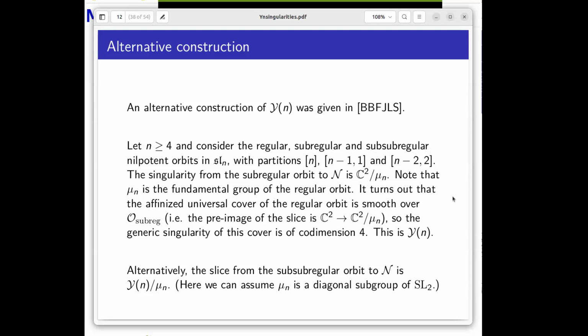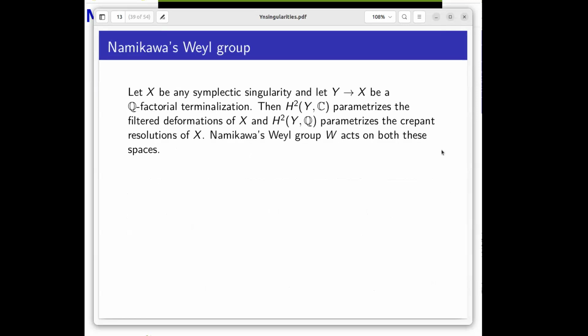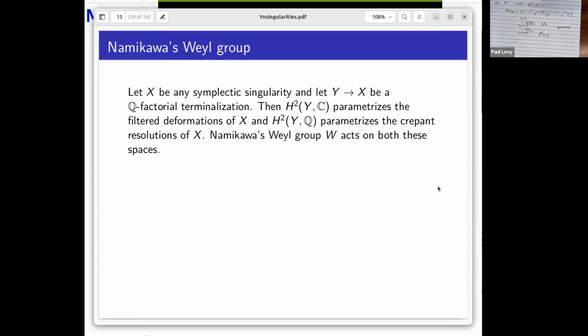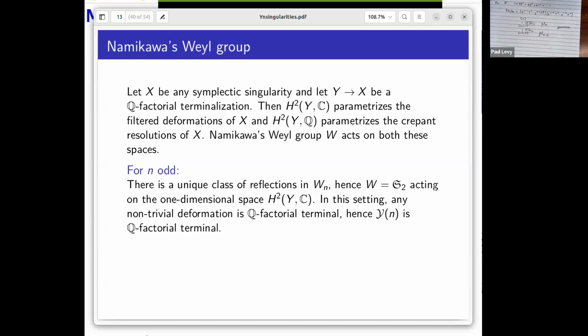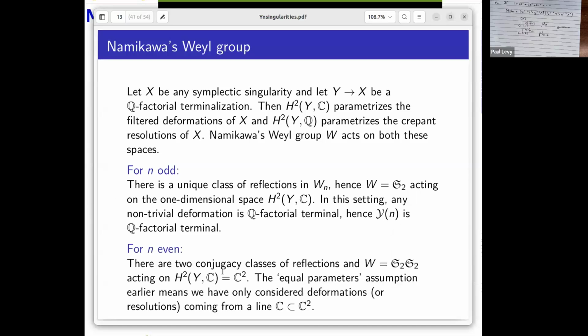Yes, that was my question. I just wanted to know if it was a symplectic singularity. Yes, it is. Okay, so for n odd, this Y of n is Q-factorial terminal, but for n even, the dimension of this space is 2.